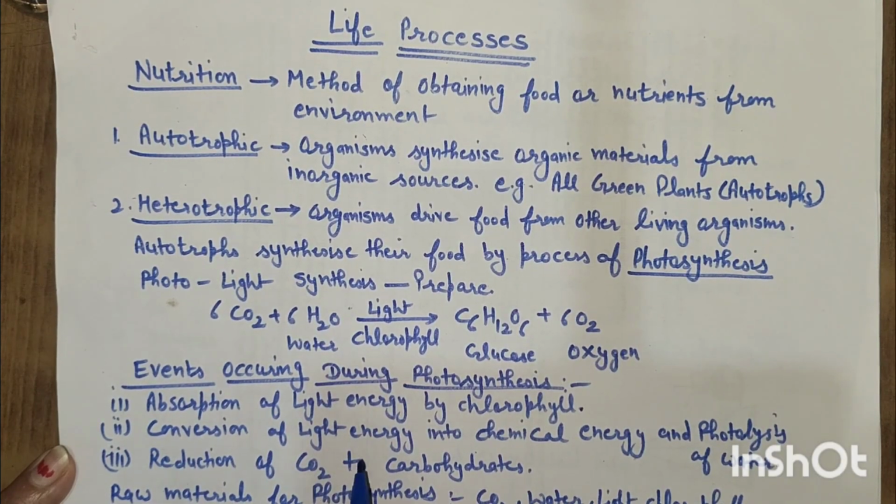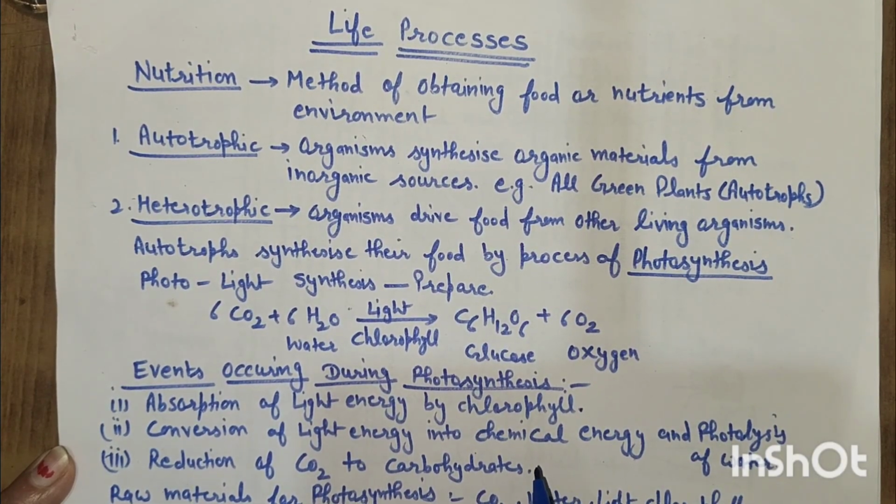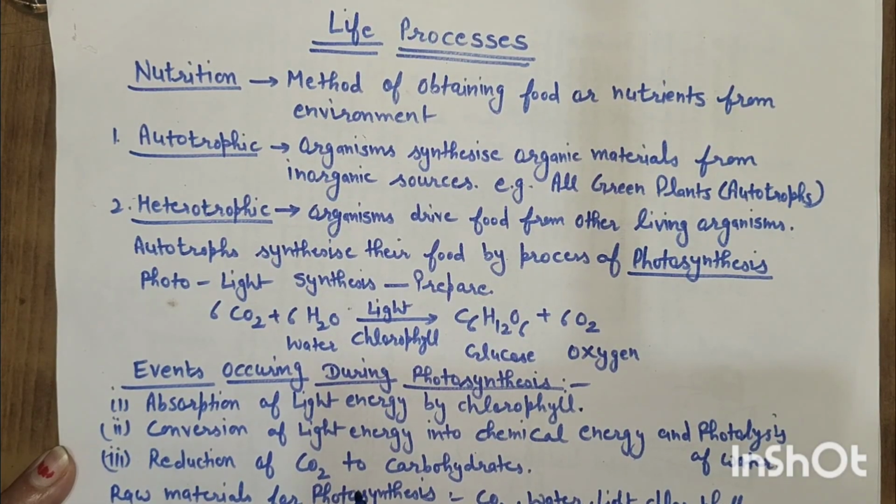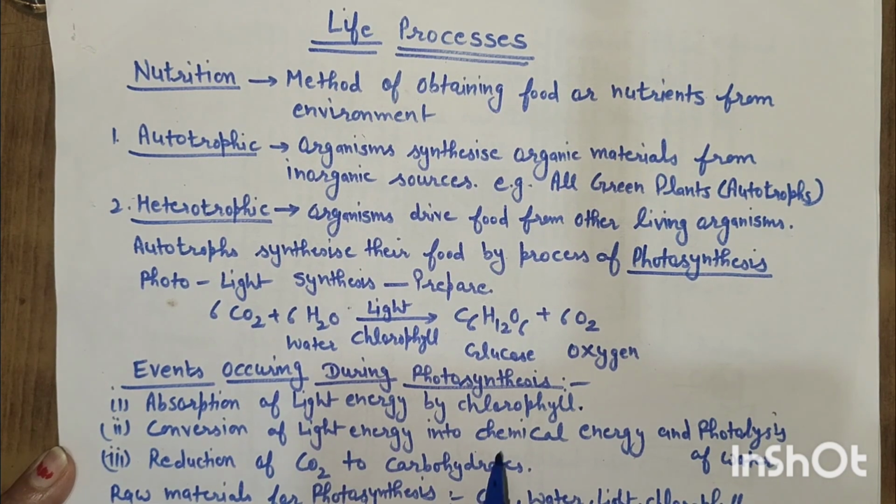Second, conversion of light energy into chemical energy. It converts light energy into chemical energy, and also there is photolysis of water, the breakdown of the water molecule, which produces oxygen. Third is reduction of CO2 to carbohydrates. Here the carbon dioxide is reduced to carbohydrates and the process of photosynthesis takes place.